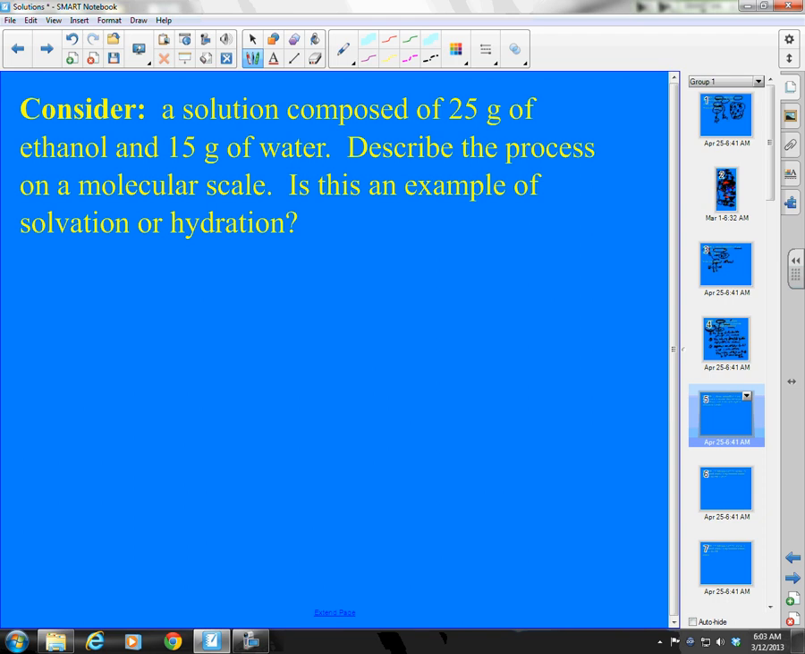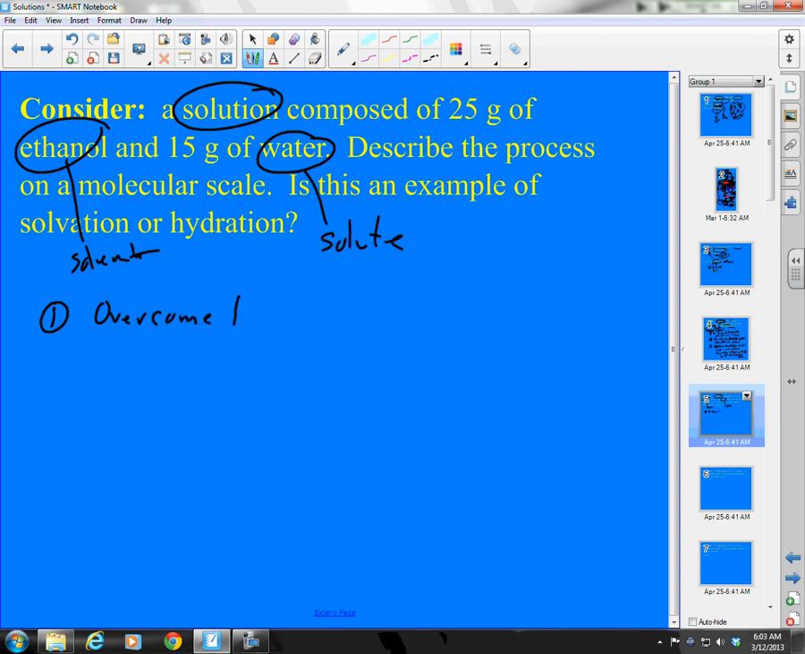Well, first thing we understand is that we have a solution, yes. We have a solvent and a solute. Which is the solvent? Ethanol is the solvent. Water is the solute. So what's step one going to be? Step one is we want to overcome the IM forces between water molecules. And what are those IM forces? In this case, they are hydrogen bonding, dipole, and London forces, right?